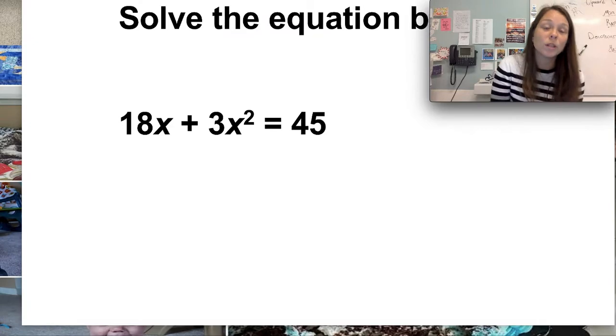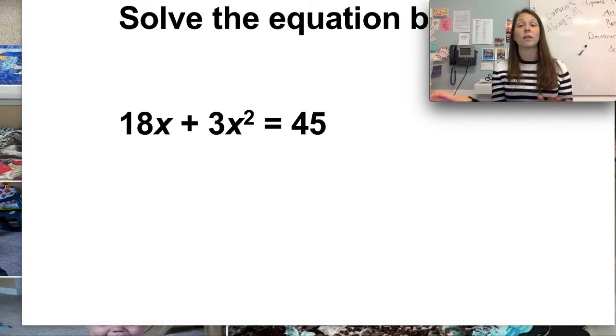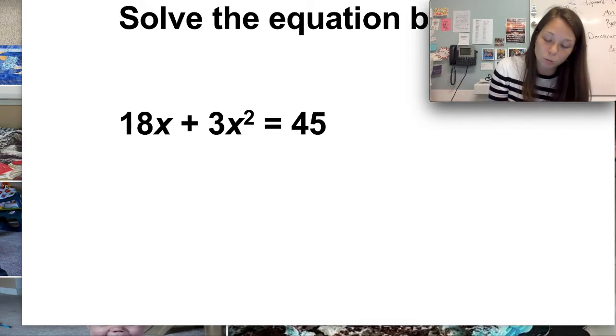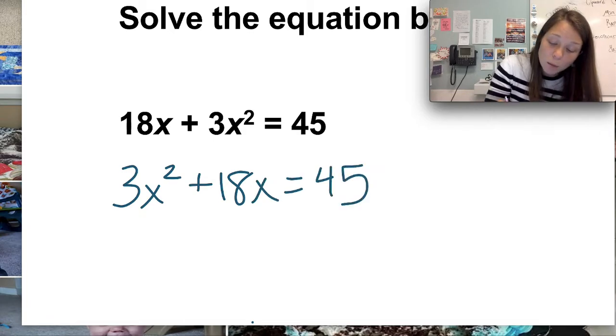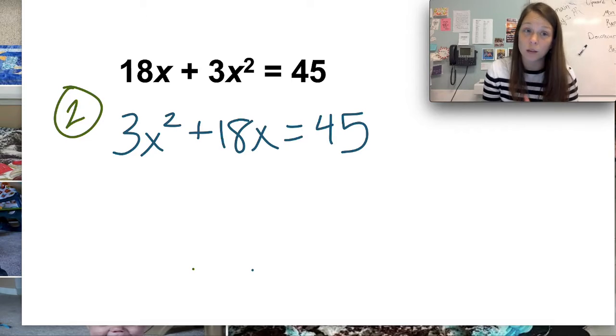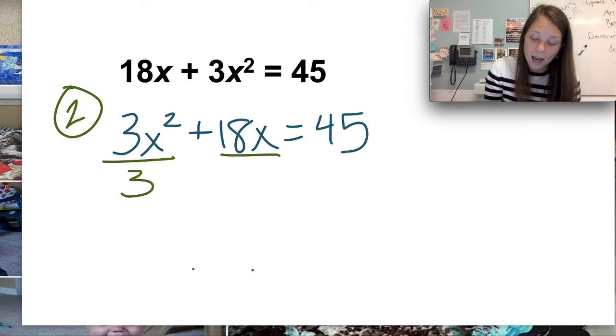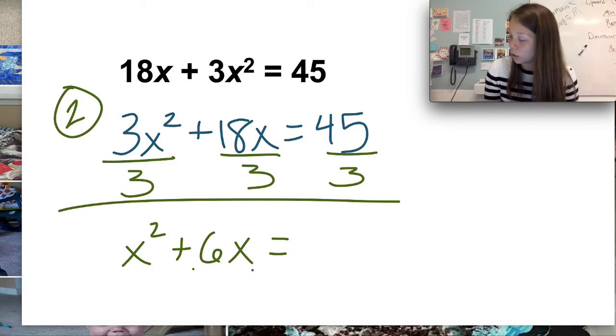So in this problem, we don't need to complete step 1 because all of our x terms are on one side and non-x terms are on the other side of the equal sign, but I do need to do some rearranging. So I'm going to rewrite this with the x squared term first, then the 18x, and equals 45. Step 2 is to make sure that our leading coefficient a is 1. And in this case, it's not, it's 3. So that means I need to divide everything by 3 to give me x squared plus 6x equals 15.